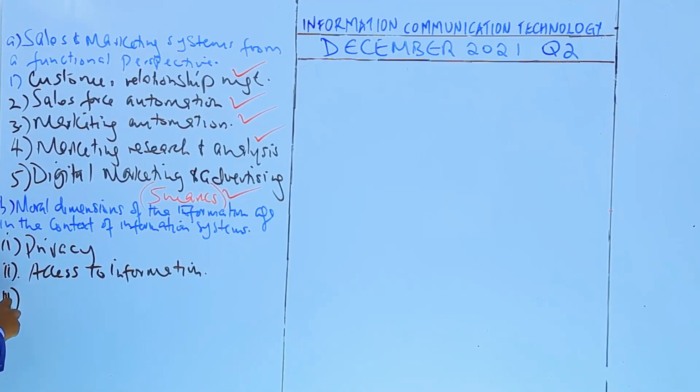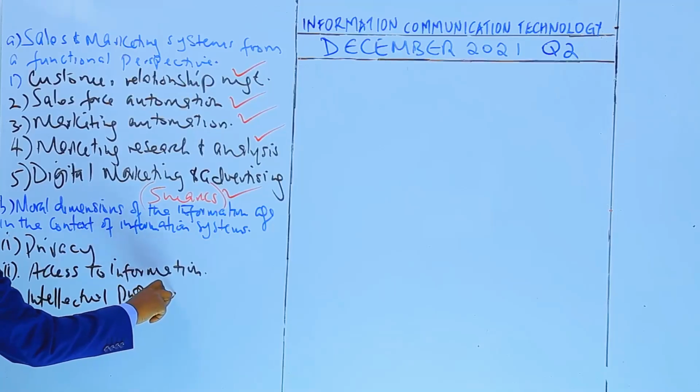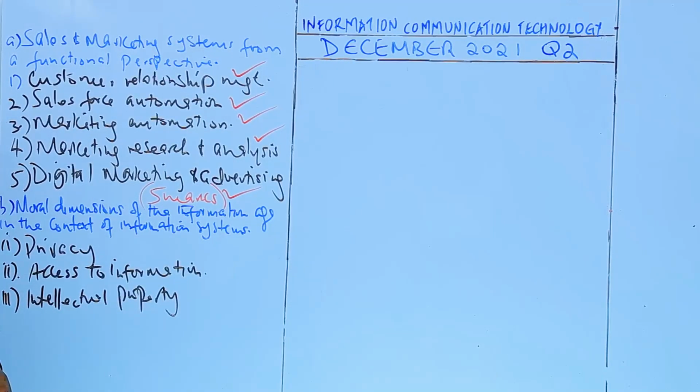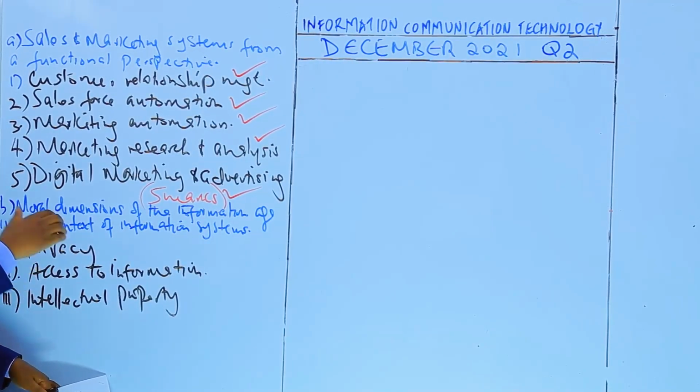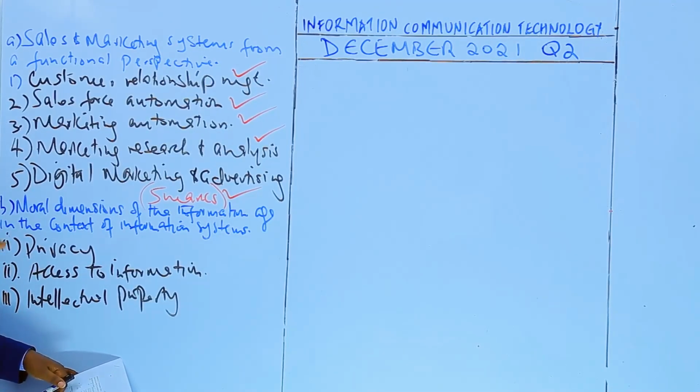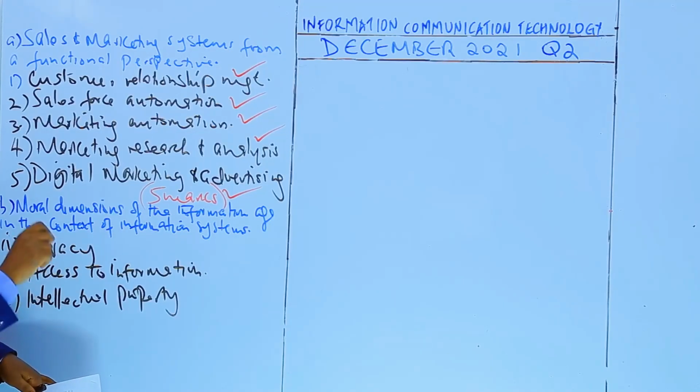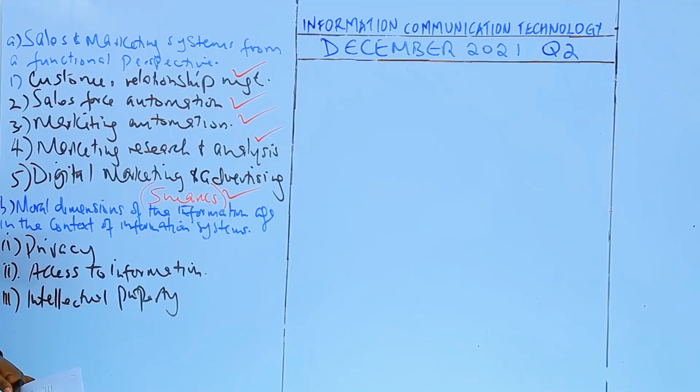Intellectual property, number 3. The ease of copying, distributing and reproducing digital content raises ethical issues regarding intellectual property rights. And organizations and individuals must respect copyright laws, patents, trademarks, and other intellectual property rights when using and distributing digital content. So intellectual property is another moral dimension in the information age.